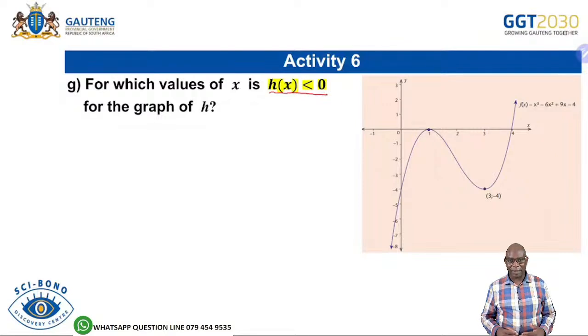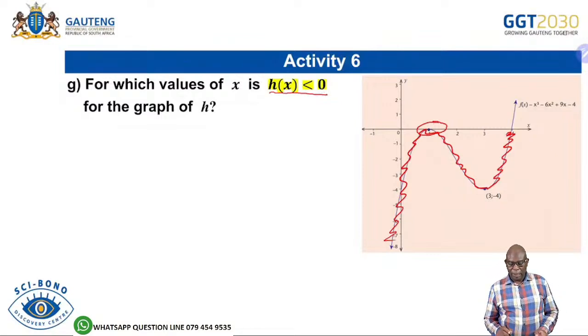Below the x-axis. Where is the graph below the x-axis? I can check the graph is below the x-axis all the way up to here, right? It's below the x-axis. But be careful of this. Because there it is equal to. So there's no equal sign.